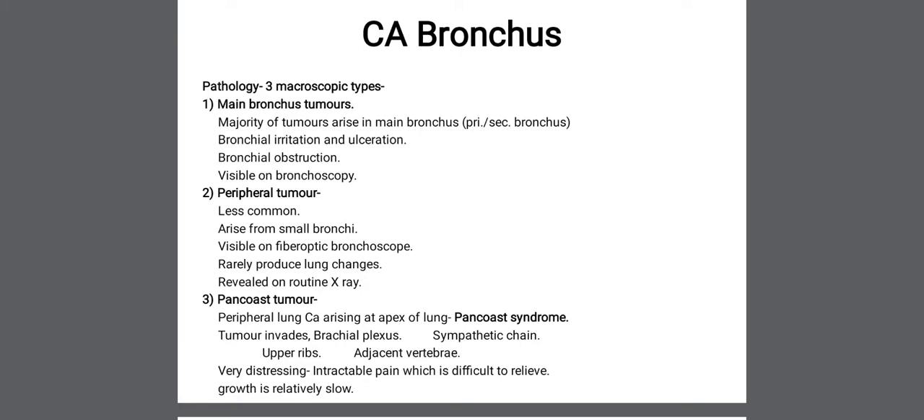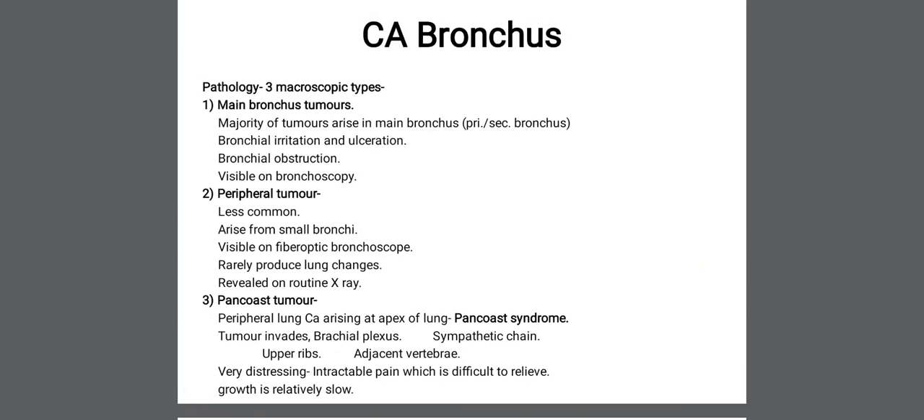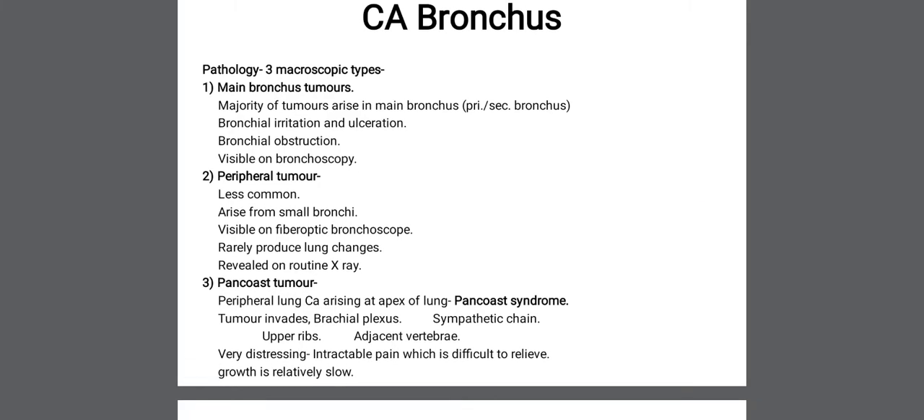And then the third one is Pancoast tumor. It arises at the apex of the lung. This Pancoast tumor will invade the brachial plexus and sympathetic chain. It will also invade the upper ribs and adjacent vertebra, and that will produce the Pancoast tumor. This lesion is very distressing and causes intractable pain, which is very difficult to relieve, and growth is slow.